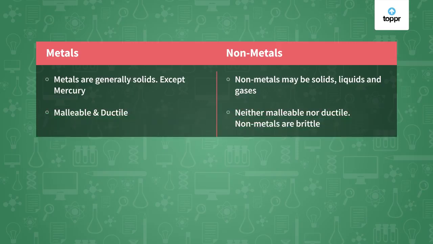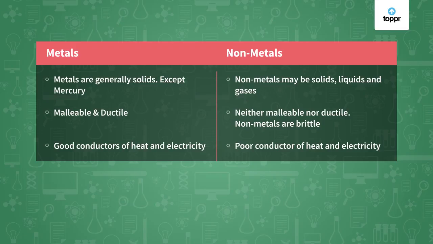Then metals are malleable and ductile. That means they can be beaten down into thin sheets, that is called malleability, and they can also be drawn into wires. So they are called ductile. But non-metals are neither malleable nor ductile because they are very brittle. When you hammer them, they break easily. Then metals are good conductors of heat and electricity. That is why we have copper, aluminium wires around us. But non-metals on the other hand are poor conductors of electricity and heat.